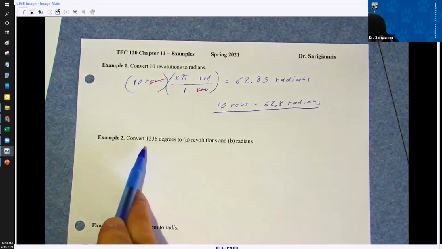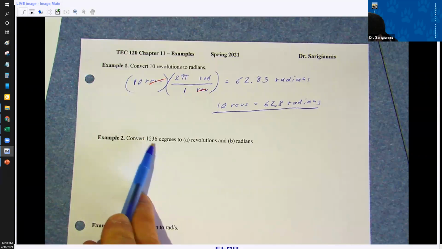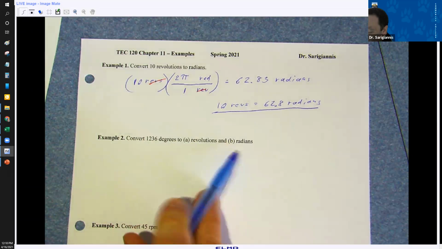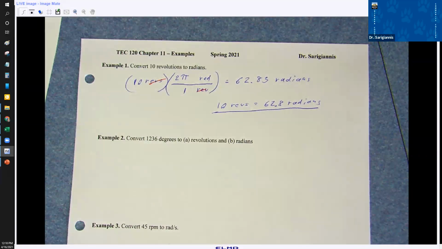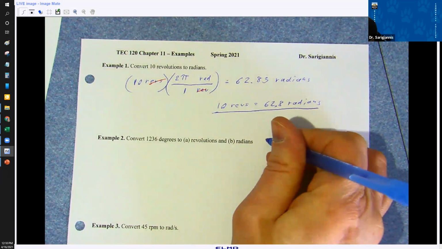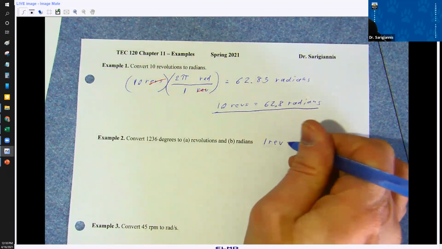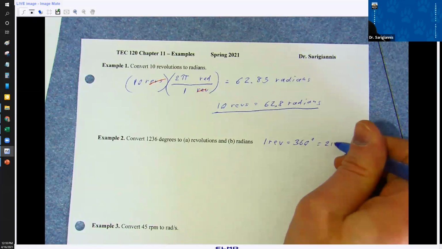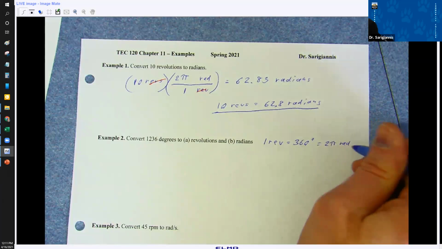All right. We want to convert 1236 degrees to revolutions and radians. That's quite a lot of degrees. We all know a circle is 360 degrees, so if something's gone through 1236 degrees, we know it's gone through more than one revolution. Just put on the side here: 1 rev is equal to 360 degrees, which is also 2 pi radians.